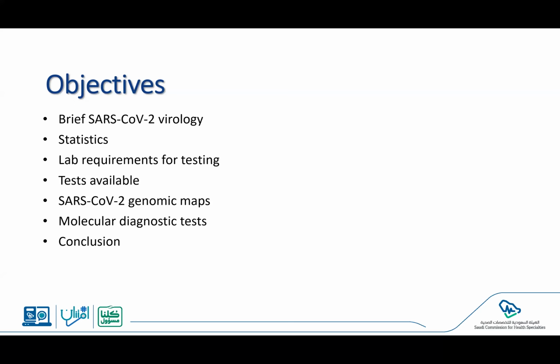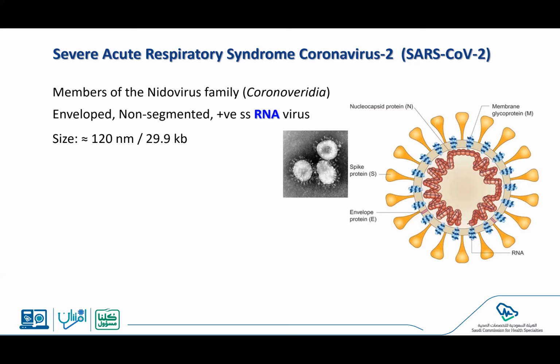The severe acute respiratory syndrome coronavirus, SARS coronavirus 2, is a member of the nidovirus order, family Coronaviridae. This is an enveloped virus with spike proteins. These spike proteins give the virus its crown-shaped appearance under the electron microscope. The genome of the virus is non-segmented. It's a single-stranded, positive-sense RNA virus. It's quite a big virus with a diameter of 120 nanometers, and a genome size of about 30 kilobases.